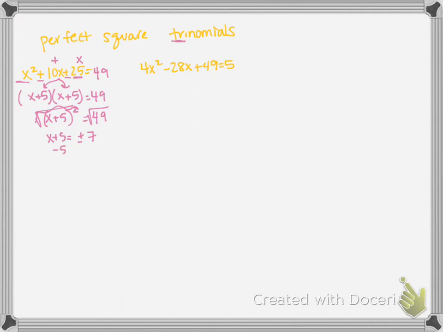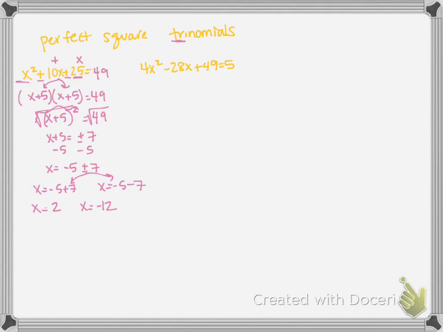Okay, so then I can subtract this 5. I got x is equal to negative 5 plus or minus 7. And then I'm going to go into the split. So negative 5 plus 7, negative 5 minus 7, because it means a positive and a negative side of it. So negative 5 plus 7 is 2, negative 5 minus 7 is negative 12.